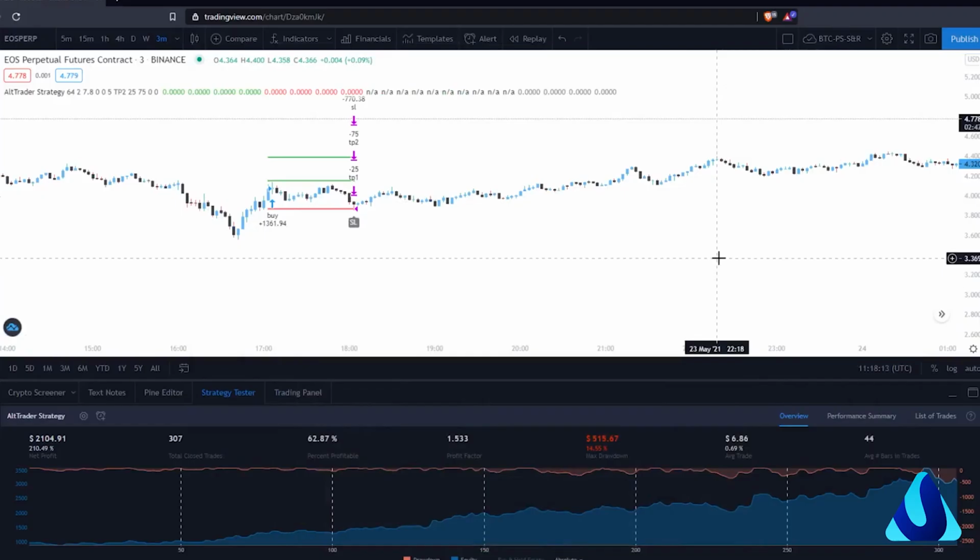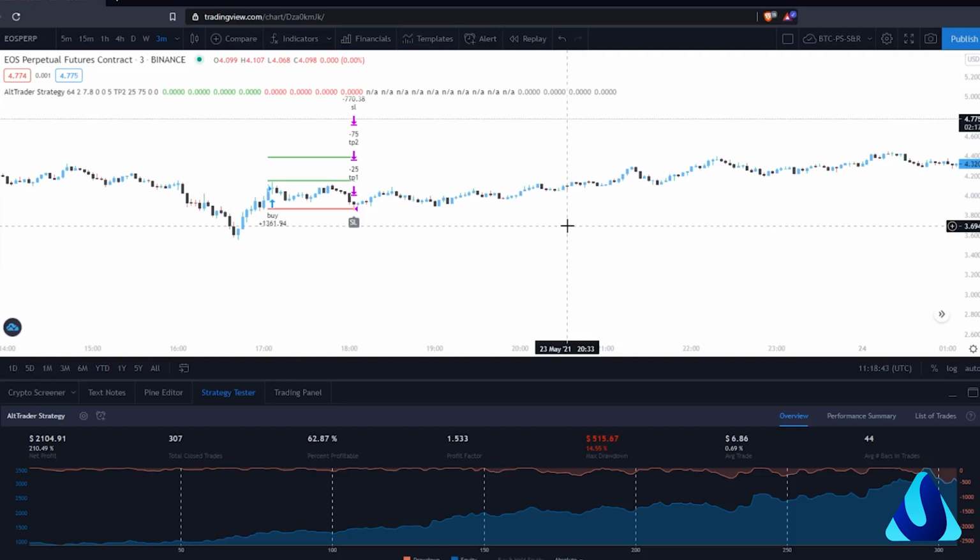Okay, so this is the EOS perpetual futures contract on Binance. This is the strategy backtester that we're using. This is the AltTrader strategy. Now, if you are a lifetime member, you'll have access to this, and we also provide you with a group that you will join, which is only for lifetime members and our strategists that run through different backtesting scenarios and post them on that group, so you can also test them yourself and get better results as well.